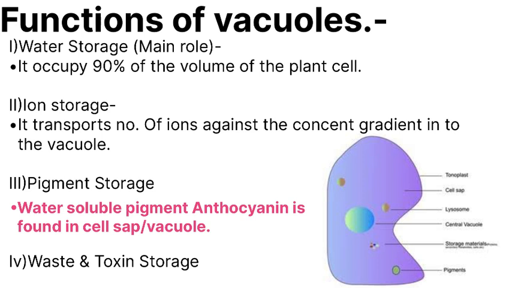This question has been once asked in the NEET exam: which water soluble pigment is found in the cell sap and vacuole? Now you know the answer, that is anthocyanin.